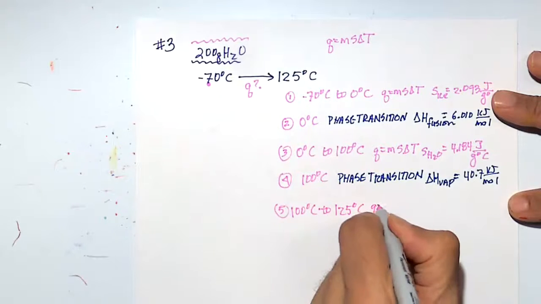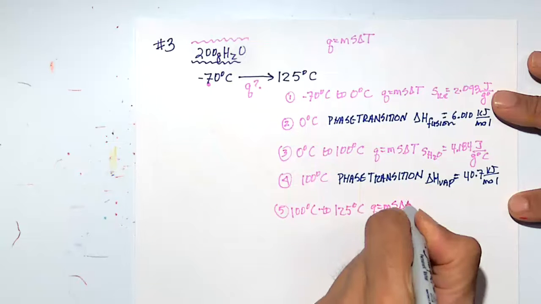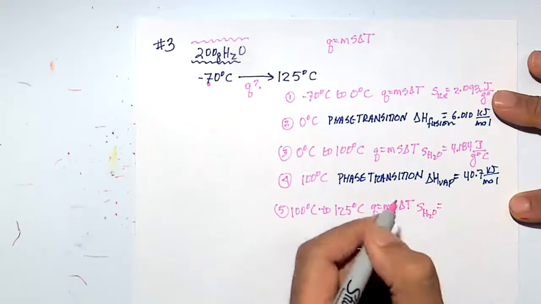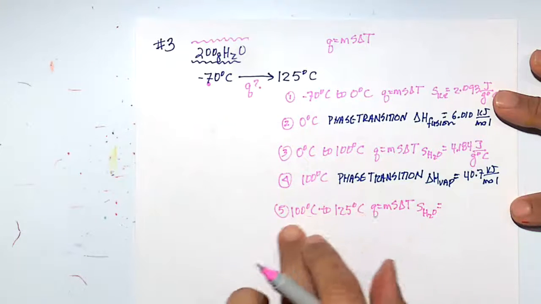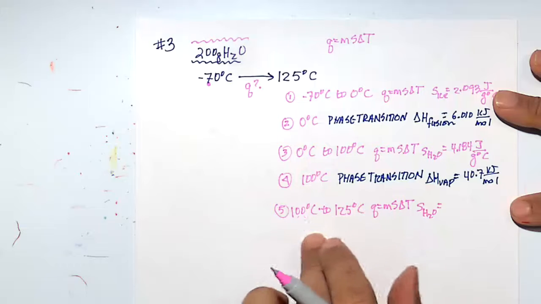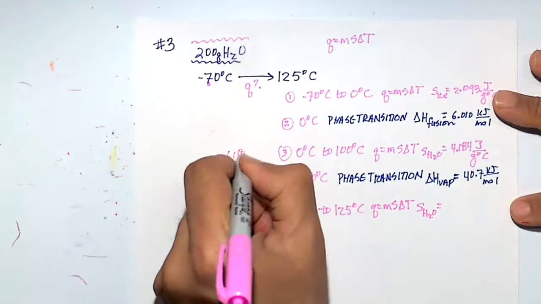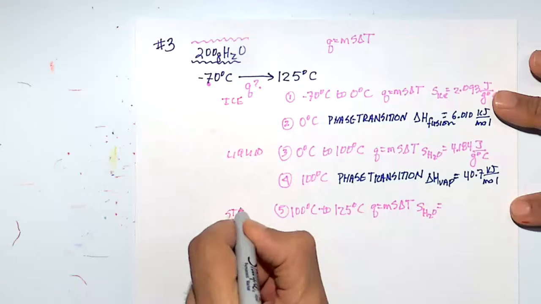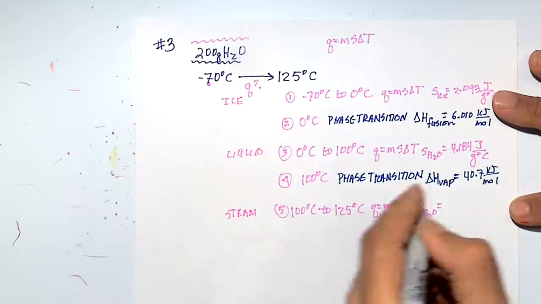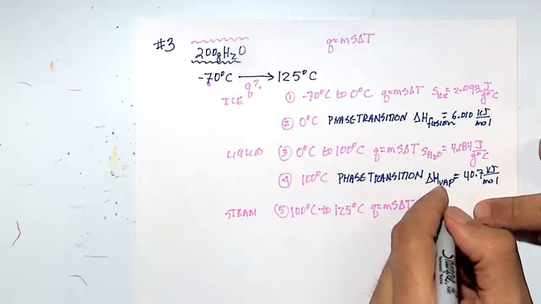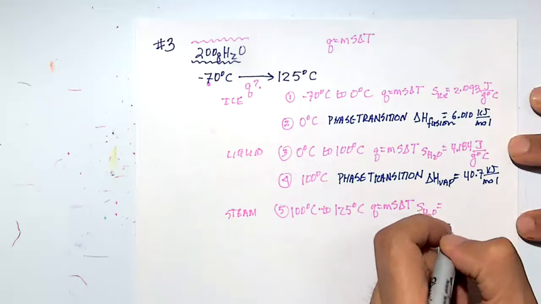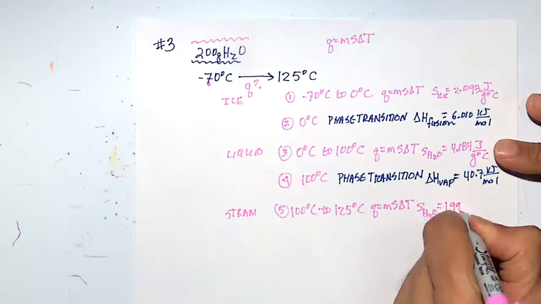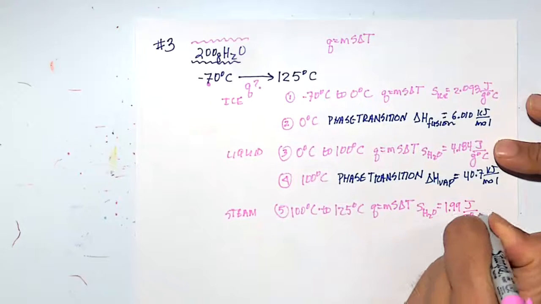Here we're going to use Q equals m s delta T, and our constant here is water, but water in the form of steam. See, right here we're at steam. Right here we're at liquid. Right here we're at ice. And right here in step 5 we're at steam. And I looked this up before coming here. For steam, the specific heat constant S is 1.99 joules over grams degrees C.